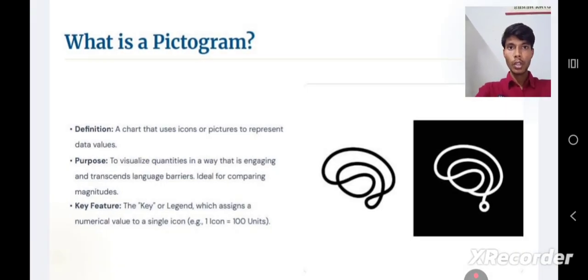What is a pictogram? Definition: a chart that uses icons or pictures to represent data values. Purpose: to visualize quantities in a way that is engaging and transcends language barriers, ideal for comparing magnitudes. Key feature: the key or legend, which assigns a numerical value to a single icon. Example: one icon equals 100 units.